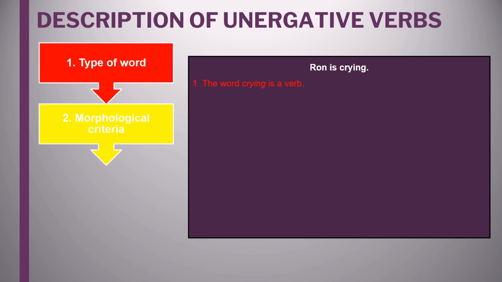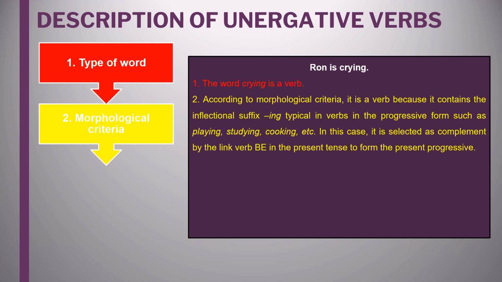Secondly, we describe morphological criteria. According to morphological criteria, it is a verb because it contains the inflectional suffix -ing, typically in verbs in the progressive form, such as playing, studying, and cooking. In this case, it is selected as complement by the link verb be in the present tense to form the present progressive.